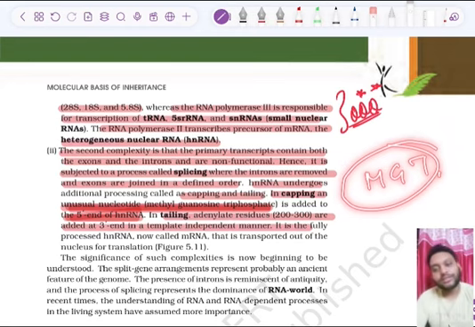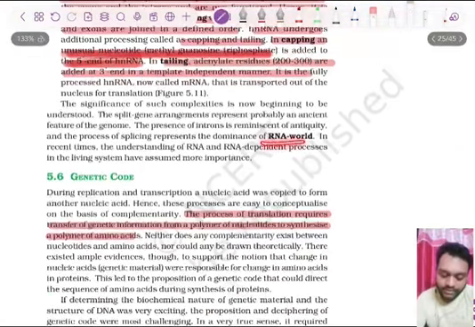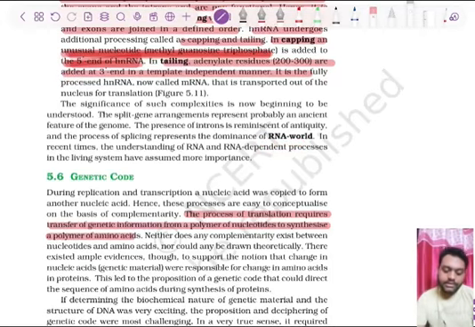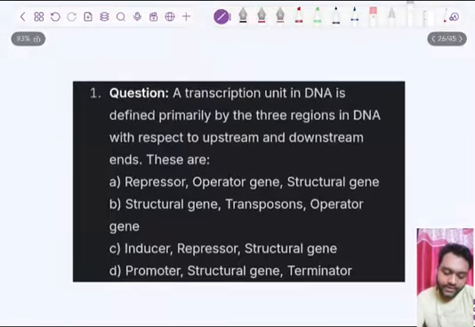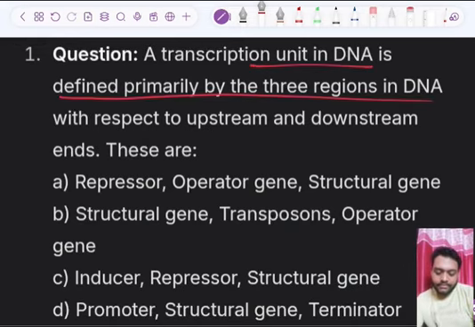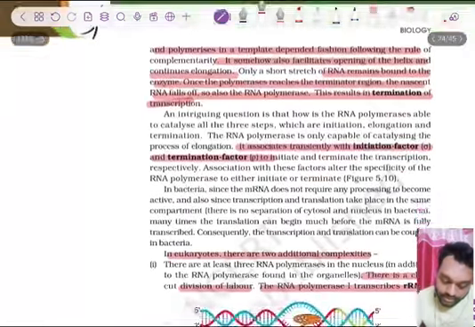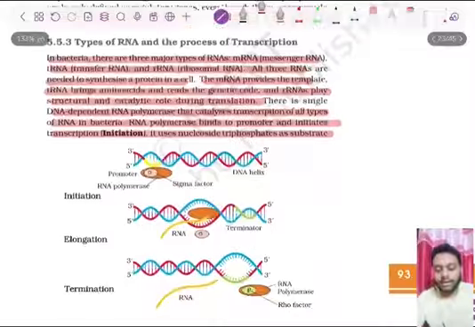So basically this was all about your transcription, and you need not worry, let's do some MCQs, right? A transcription unit of DNA is defined primarily by three regions in DNA. Of the upstream and downstream, what are these? So right at the downstream, what remains? Right at the downstream you have your promoter, then structural gene, then terminator, right? Promoter, structural gene, then terminator. Okay, promoter, structural gene, then terminator.